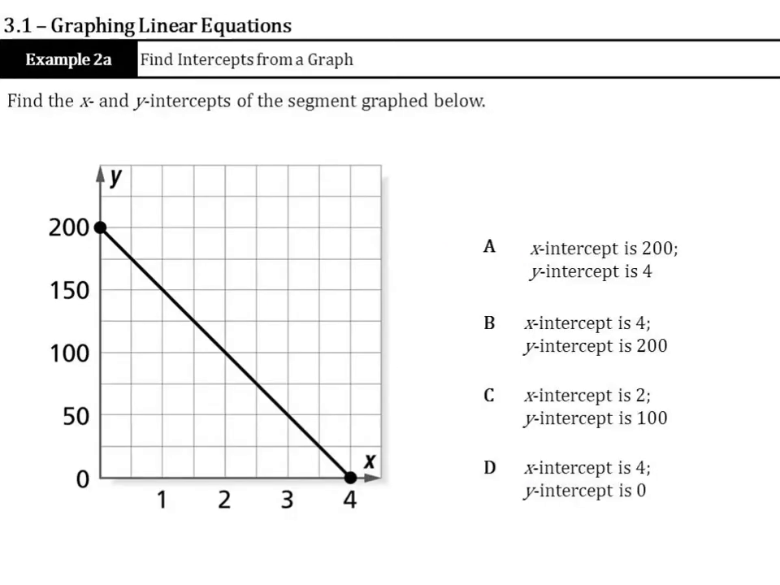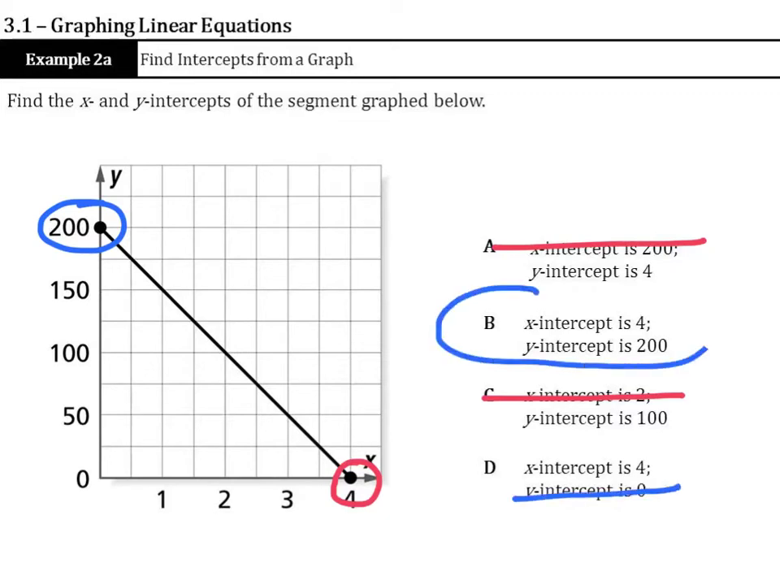Let's move on. In our second example, let's find intercepts from a graph. We'll find the x and y intercepts of the segment graphed below. We'll start with the x-intercept, which is where the graph crosses the x-axis. Our x-intercept is here at 4. So we can cross out A, and we can cross out C. Then our y-intercept is where the graph crosses the y-axis. Well, it's at 200. We can cross out D, and that leaves us with B.